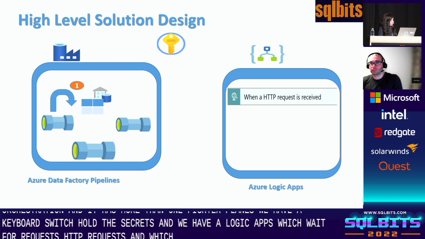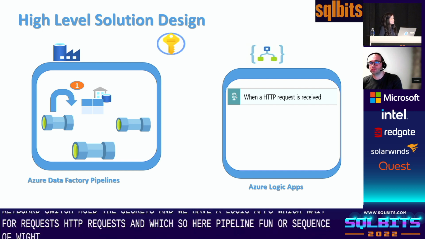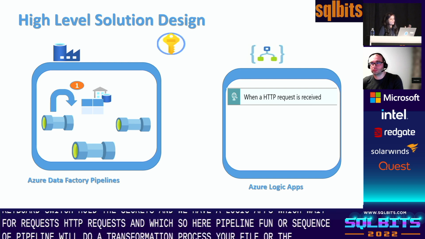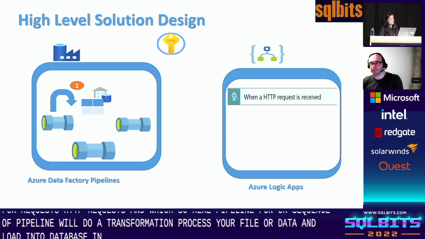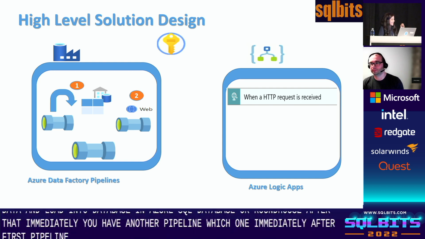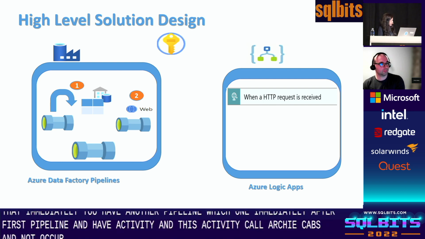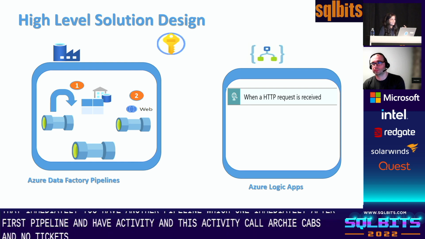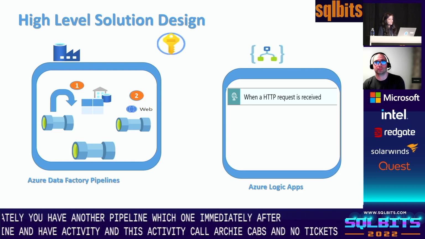So here, pipeline 1 or a sequence of pipelines will do a transformation, process your file or data, and load it into a database, in Azure SQL database or warehouse. After that, immediately you have another pipeline which runs right after the first pipeline, and it has a web activity, and this web activity calls a logic app, and the logic app will refresh your Power BI, which uses the Power BI REST URL as well. So this is one way.